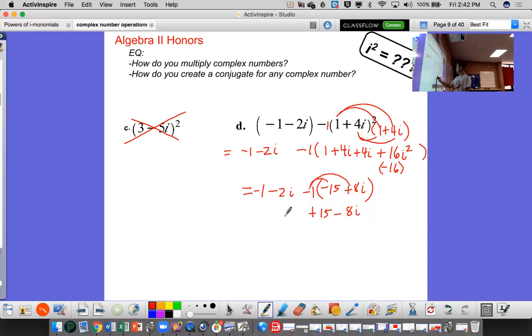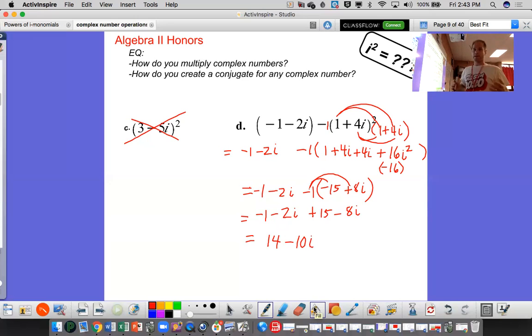Okay, so now combine these like terms. So the 15 and the negative 1 is 14, and I'm doing the real part first. Those are the real parts. And that negative 2 and that negative 8 would make negative 10i.